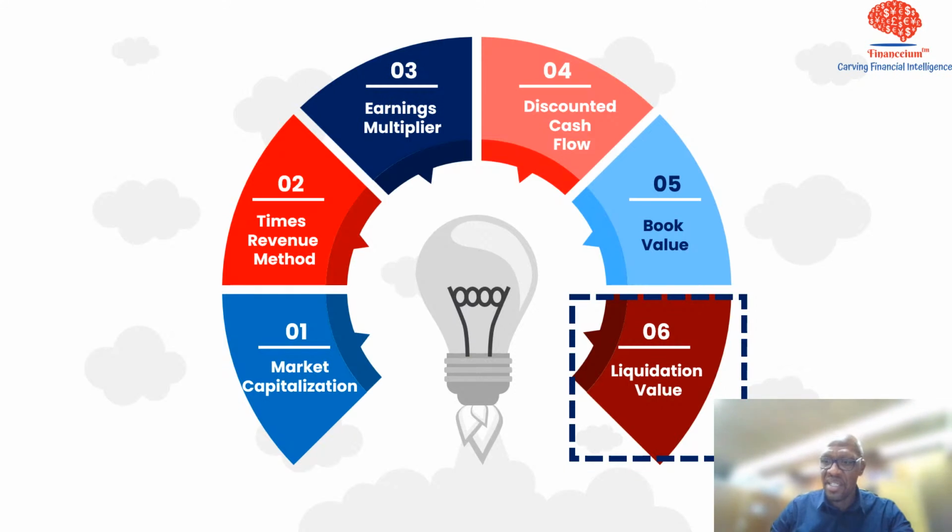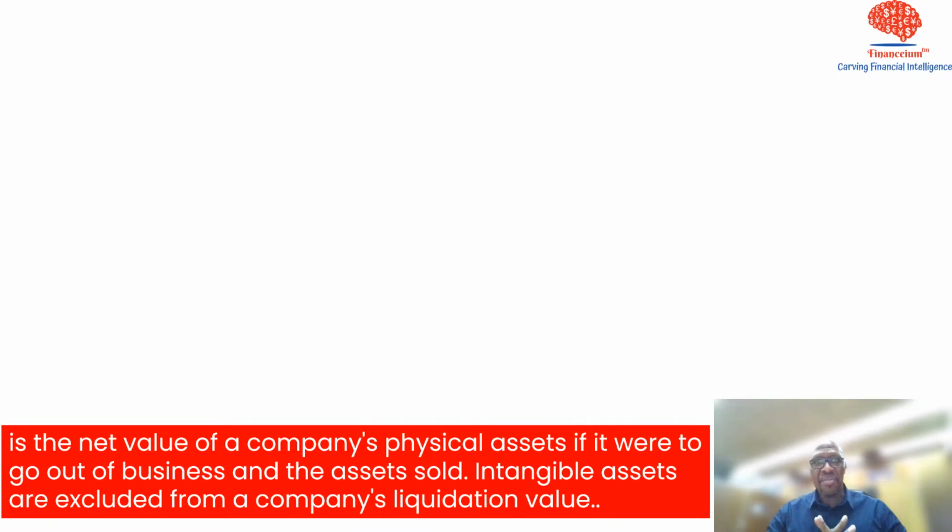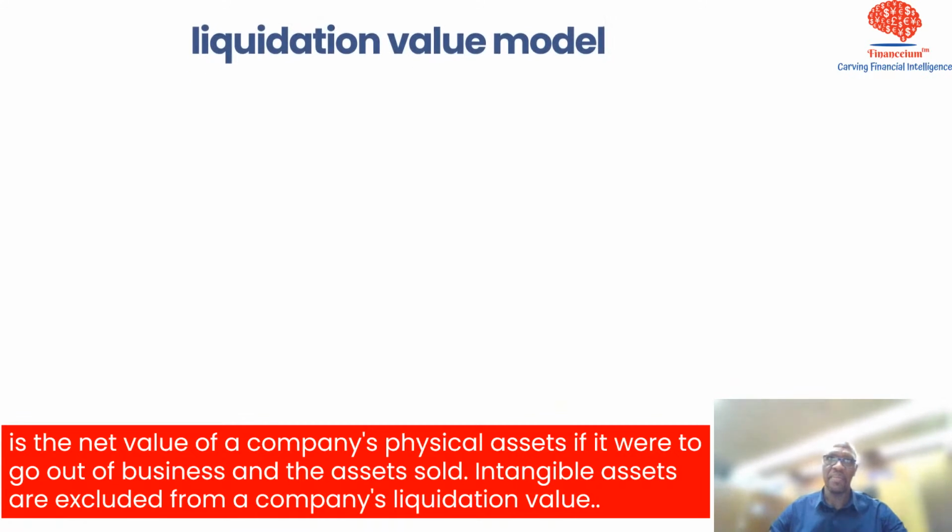Again, straightforward, not complicated. Liquidation is when you look at the net value of the physical assets of the entity when it has to, loosely put, go out of business. What is important when working out the liquidation valuation is that we do not include the intangible assets, which include your patents, your copyright, your goodwill, and so on. We're really looking at the physical assets that we can value, and as you can see, this already is a book, a balance sheet calculation.